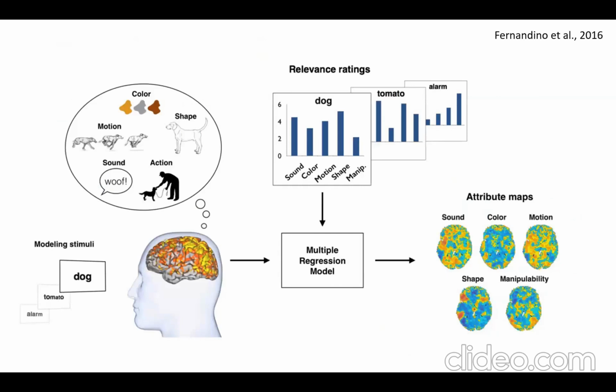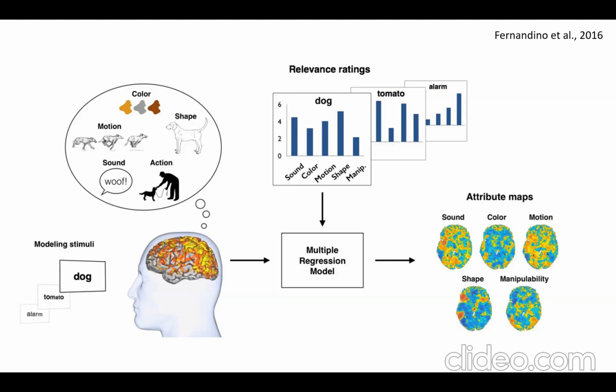And here is another example that is very, very similar. But instead of using 25 features, they use only 5 features, which are basically participants' ratings for each of the words on how much they feel that the feature sound is associated with dog, how much the feature color is associated with dog, and so on. So they have these 5 ratings for each word, and these are the 5 features that they are interested in. And they're all sensory motor features. And they use these features exactly the same way to predict the brain activity for different words.